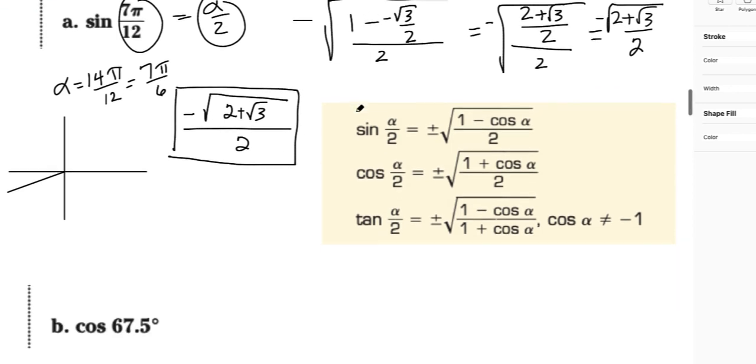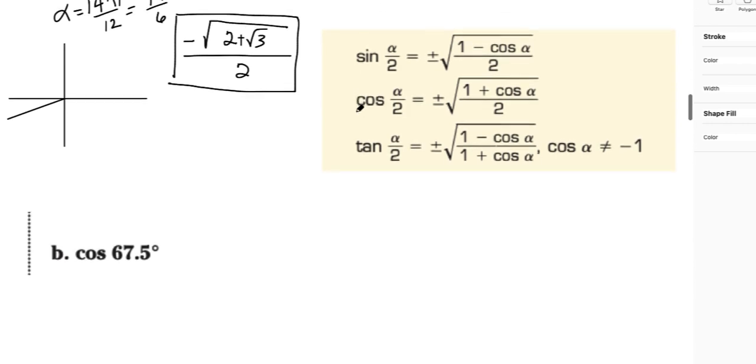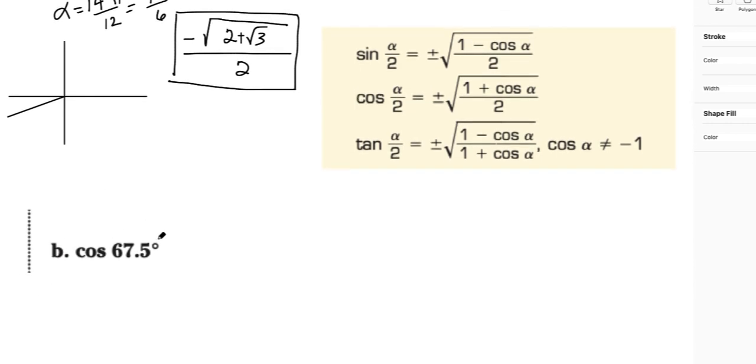Let's try this again with this cosine situation. So cosine, we are given that in this case, the alpha over 2 is equal to 67.5. So the question is, what is alpha? Well, when we double that, what we end up getting is, you guys know, 135 degrees.